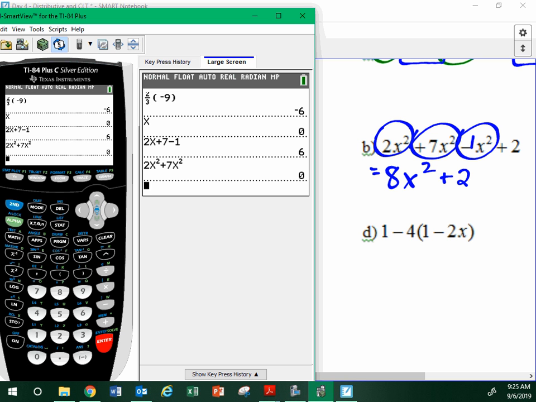So your calculator cannot tell you x. It will never say x or x squared. It's not possible. I had a student a few years ago that cheated and tried telling me his calculator said 8x squared plus 2. I was like, that's not possible. And he's like, but that's what it said. I'm like, well, make it happen. You've got to make it happen.